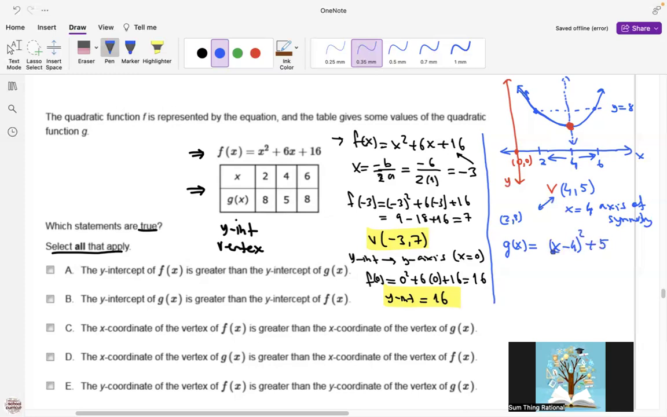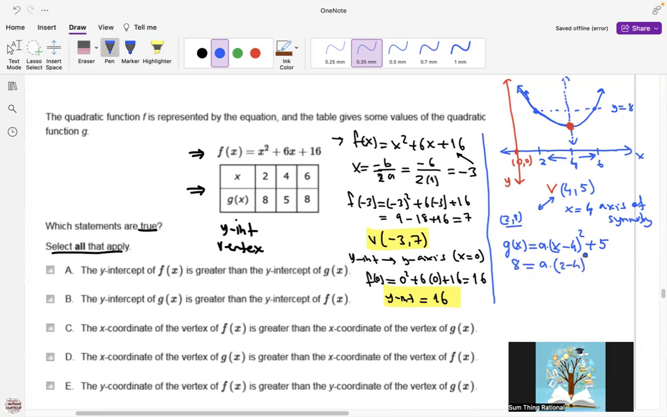This is the vertex form of the function, but the problem is that we have a variable in front of it, which we don't know. So how can I define a? Because there is another point, which is what? 2 comma 8 on the graph. So when I plug 2 in place of x, the result should be 8. So let's simply plug it in to find the value of a.